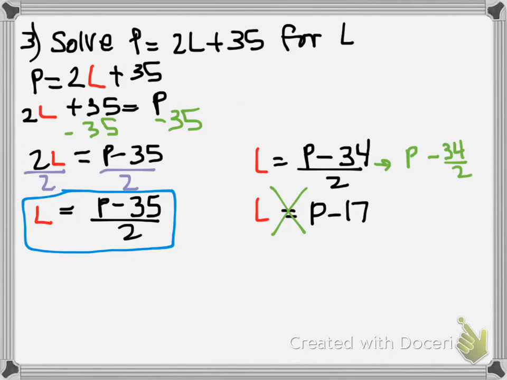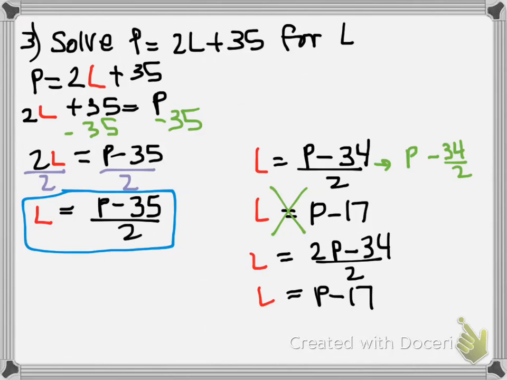Let's ask this question. What if we had L equals 2P minus 34 over 2? Would it be okay to say L equals P minus 17 in this case? Okay, and the answer is yes. And the reason is because you did 2P over 2 minus 34 over 2, and you treated each of those pieces the same. That's okay, all right?